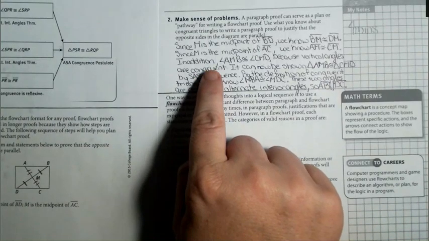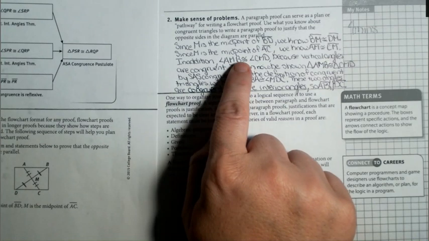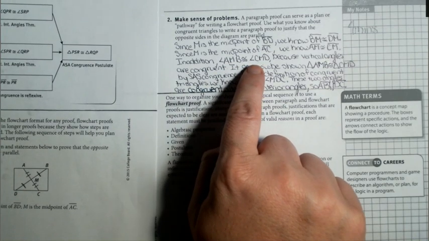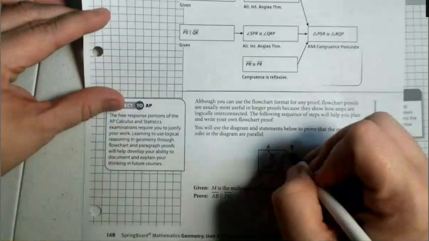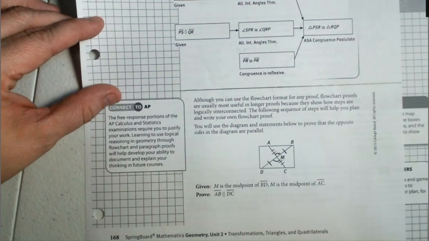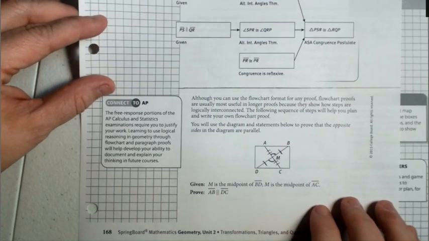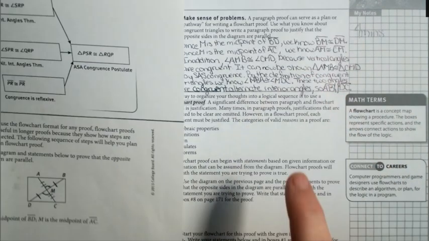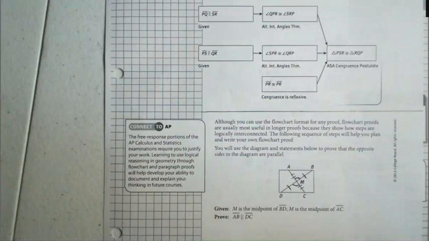And it says, in addition, angle AMB is congruent to angle CMD because vertical angles are congruent. So I didn't mark that, but I can. So let's go ahead and mark that now. Then what we'll do is we can now prove that these two triangles are congruent by side angle side.